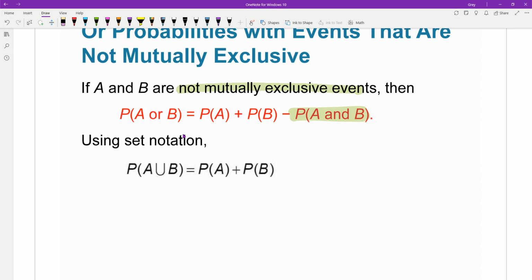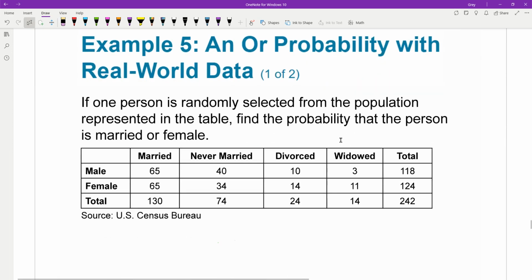So this one is probably a more important formula to remember, because if you remember this one more than the other one, if they're mutually exclusive, then the probability of A and B is 0. So if you remember this formula, you don't really need to worry about the one I just showed you. But let's keep going.